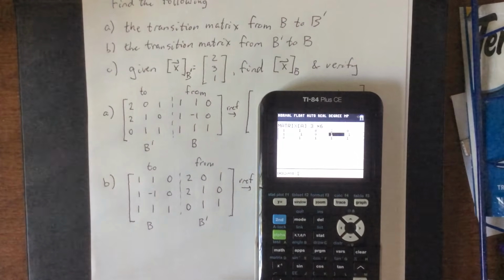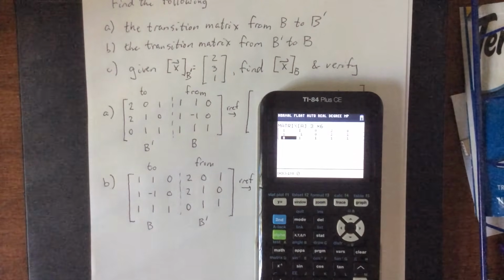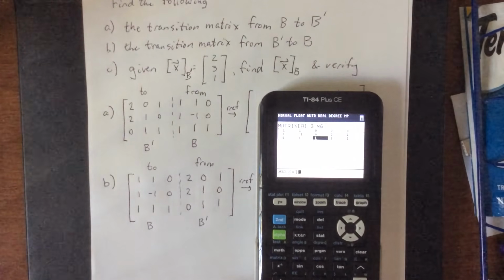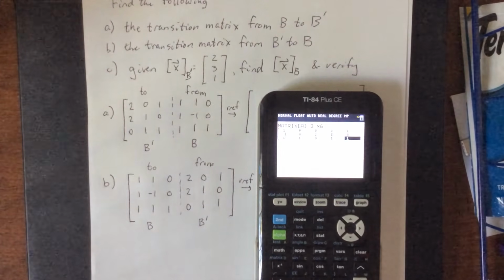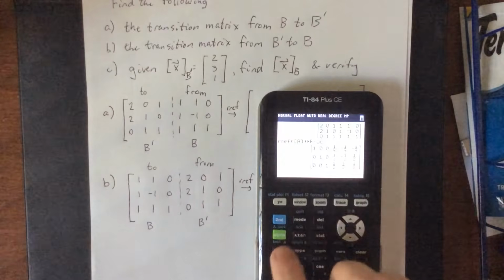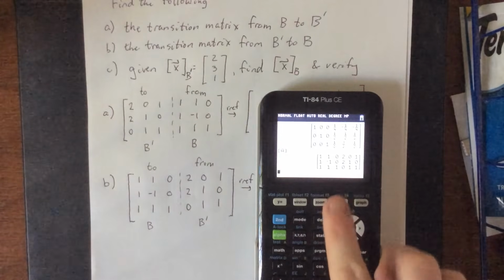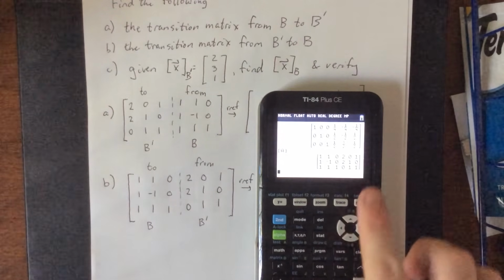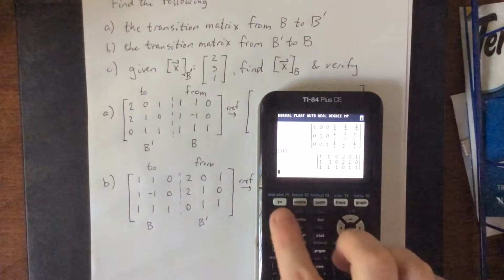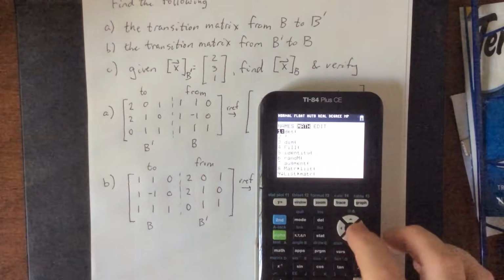1, negative 1, 0, 2, 1, 0 for the second row, 1, 1, 1, 0, 1, 1 for the third row. Then we'll just take a quick look at the matrix, make sure that everything got loaded in correctly. 1, 1, 1, 1, negative 1, 1, 0, 0, 1, 2, 2, 0, 0, 1, 1, 1, 0, 1. Looks like everything worked out just fine.